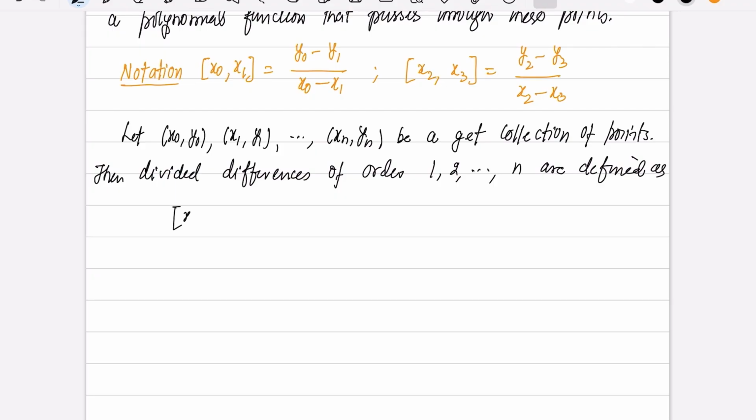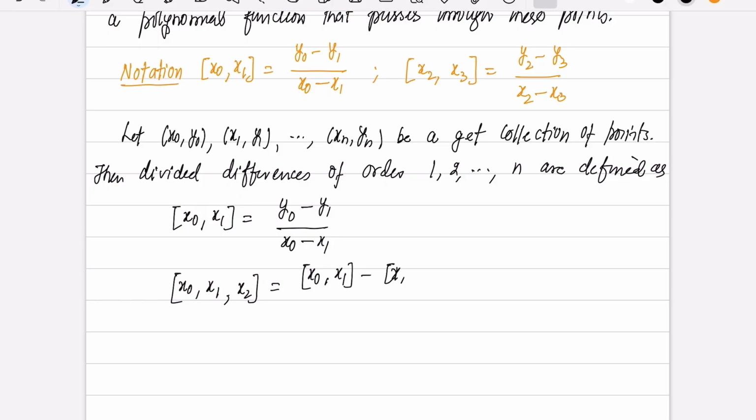First of all, we define a divided difference of order 1, denoted by x0, x1, and as per the above definition, this is y0 minus y1 divided by x0 minus x1. Or we can even use y1 minus y0 divided by x1 minus x0. It makes no difference. So this is the divided difference of order 1. Similarly, the divided difference of order 2 is x0, x1, x2, defined as x0, x1 minus x1, x2, whole divided by x0 minus x2.